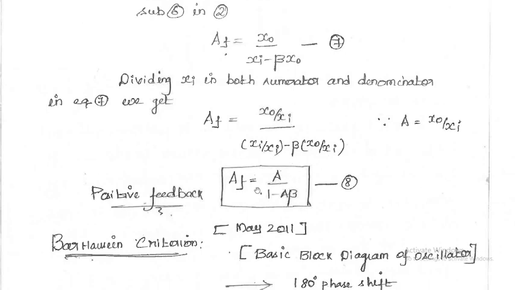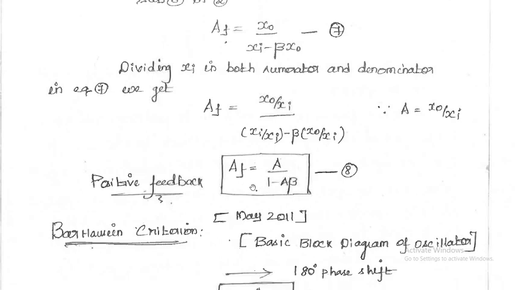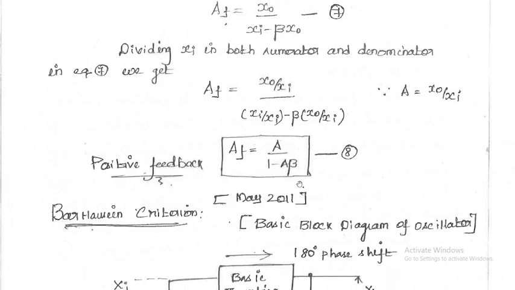In case of the amplifier, the same equation is written as AF equal to A by 1 plus A beta. That is the equation for the amplifier. But for the oscillator, the gain with feedback is equal to A by 1 minus A beta.